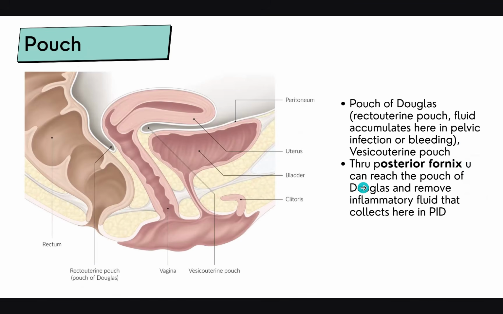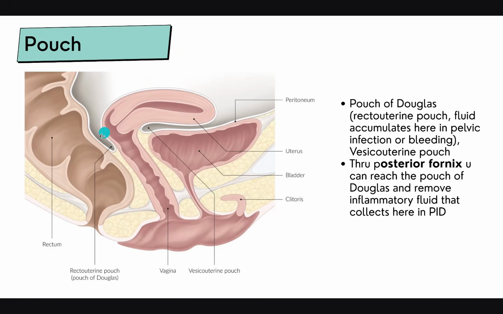Now, moving on to pouches. The peritoneum drapes on top of the pelvic organs and makes certain anatomical pouches or spaces. The space between the rectum and the uterus is called the rectouterine pouch, also called the pouch of Douglas. This pouch of Douglas is the place where most blood, infection, or fluid from the peritoneal or pelvic cavity pools and stagnates.